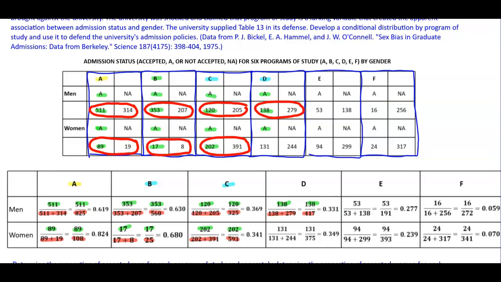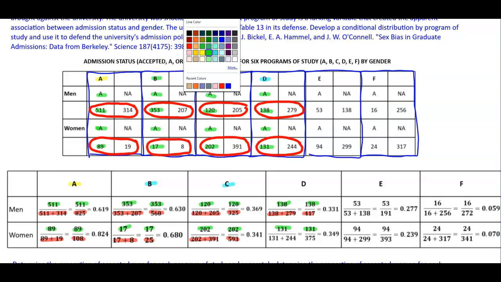Okay, for Program D for women, we have a total of 131. And again, we're going to add up the total of women in that Program D. So when we add 131 plus 244, we get 375. So 131 divided by 375 gives us 0.349.